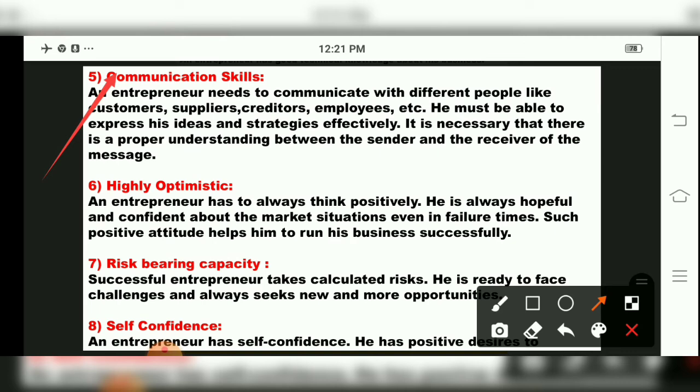So here also they have told an entrepreneur and leader should have communication, means he should communicate properly. He should know the languages. Whichever country he is working in, that particular country's language he should know to communicate with the people for business activities. Because without communication, business activities would not be conducted. So he has to communicate with his customers, he has to communicate with his employees, suppliers. So he has to know the language to express and share his ideas.